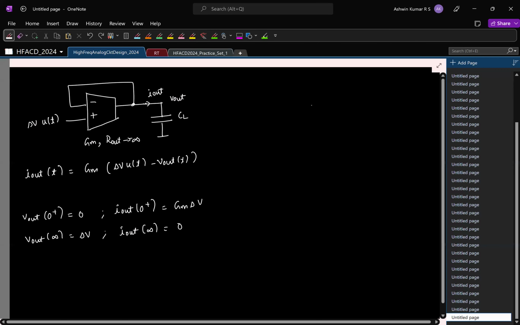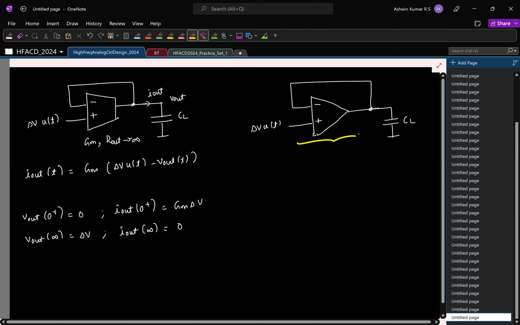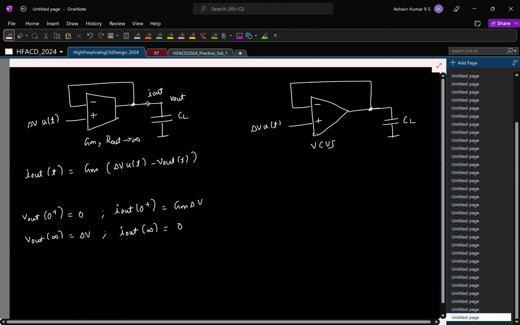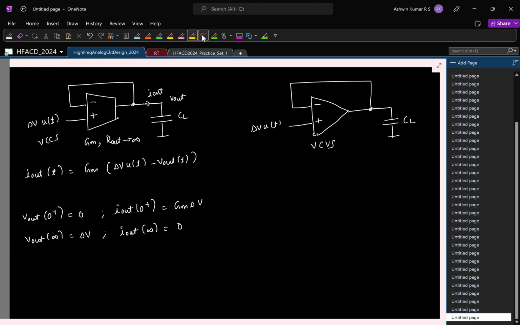And by the way, maybe I should point out this. Let's say I have an ideal op amp and I do the same experiment. I put it in negative feedback like this, have an output capacitor as a load, and apply a delta V step. And remember, by definition, an ideal op amp is what kind of controlled source? Voltage controlled voltage source. But we have made a voltage controlled current source, right?